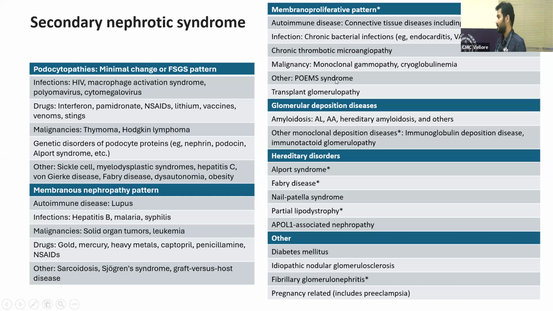It is due to deposition of some circulating abnormal proteins, like in case of amyloidosis, and some monoclonal deposition like MIDD, immunoglobulin deposition disease, immunotactoid disease, fibrillary GN, all this. And some hereditary disorders due to some genetic defects, Alport syndrome, nail patella, Fabry's. And other conditions, the most common secondary cause is diabetes mellitus.